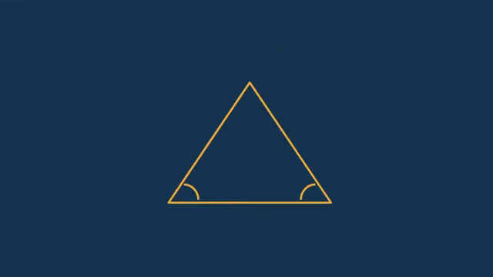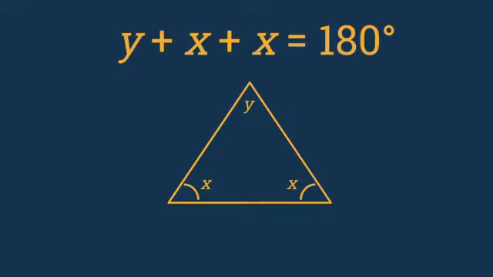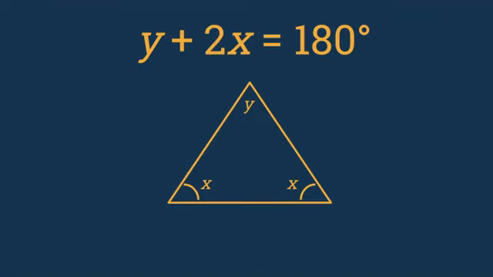Let's now take a closer look at isosceles triangles. Isosceles triangles have two equal angles. We call angles that are equal congruent angles. Remember, the three angles in a triangle add up to 180 degrees. Since two of the angles in an isosceles triangle are congruent, we can label them with the same variable. We can write the equation y plus x plus x equals 180. In this equation, x and x are like terms, so we'll combine them. x plus x is 2x, so we know that y plus 2x equals 180 in an isosceles triangle. Let's use this information to solve two example problems.